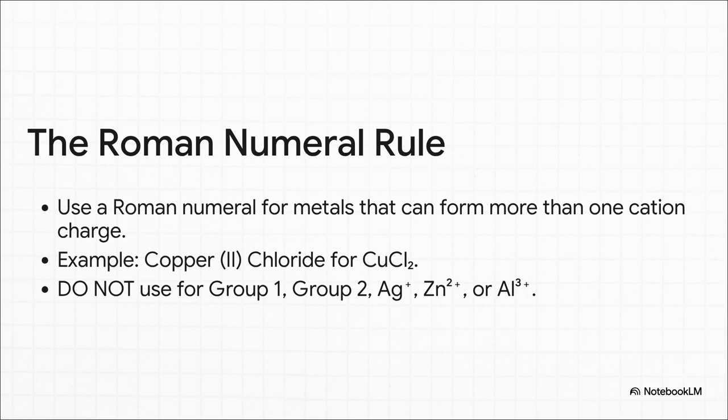Now, just remember, you don't do this for everything. The metals in groups 1 and 2 are predictable, their charge is always the same. Same goes for a few common exceptions you should just memorize, like silver, zinc, and aluminum. For those guys, no numeral is needed.